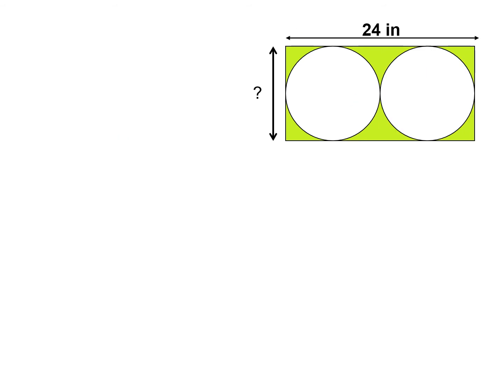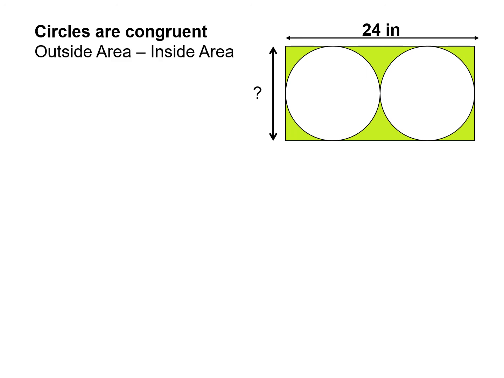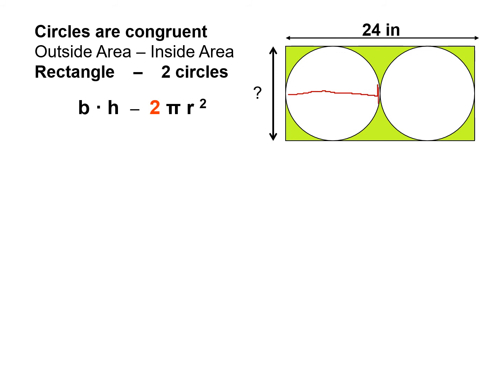What about that? Okay, the circles match. So our outside minus the inside, we got a rectangle taking away two circles this time. So base times height for the rectangle, the two circles, we pretty much figure out our circles would be 12 for a diameter, so that would be 6 for a radius. So we'd have that.